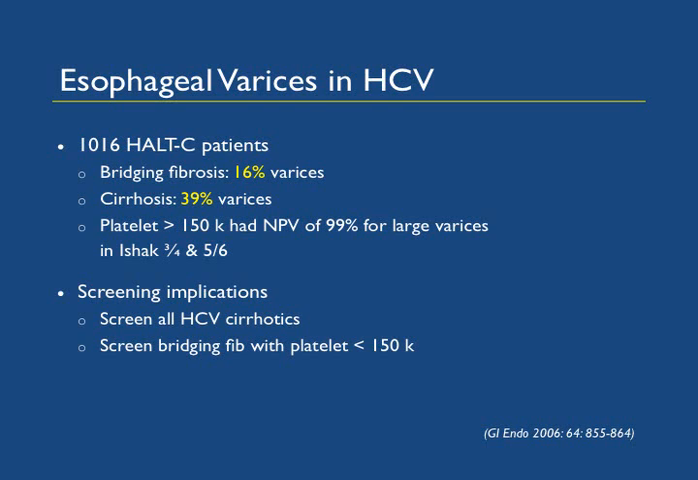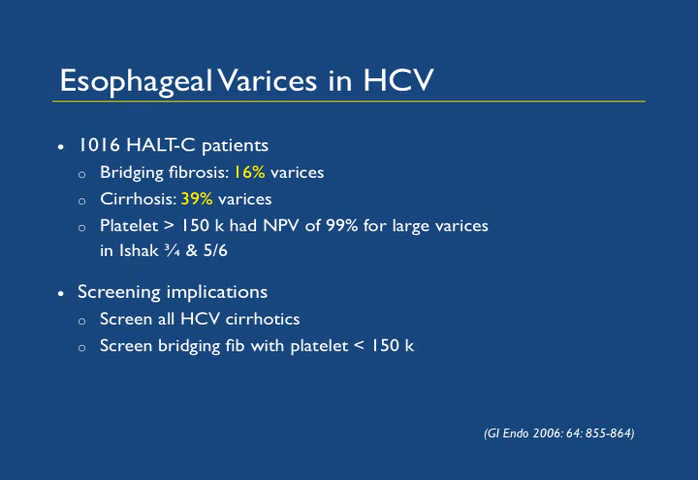And when you looked at the endoscopic findings, much to everyone's surprise, nearly 16% of these patients had underlying esophageal varices, and the frequency was higher amongst compensated HCV cirrhotics, with 39% having underlying esophageal varices, the majority of which were small. When you then looked at associations with the presence of varices, patients who had a platelet count greater than 150,000 were very unlikely to have large varices. The negative predictive value was 99% in both the bridging fibrosis and cirrhosis patients.